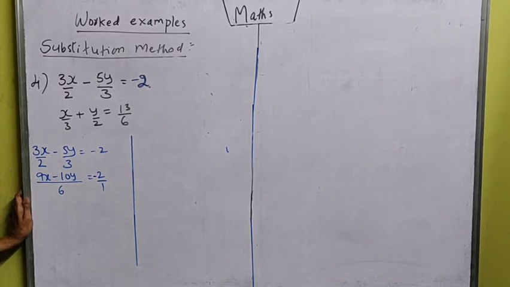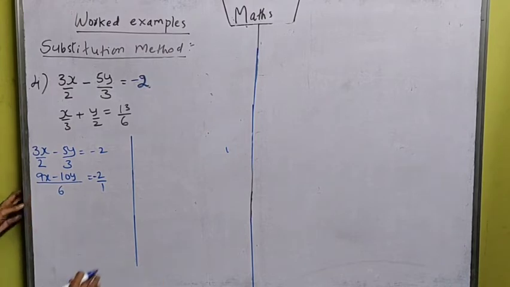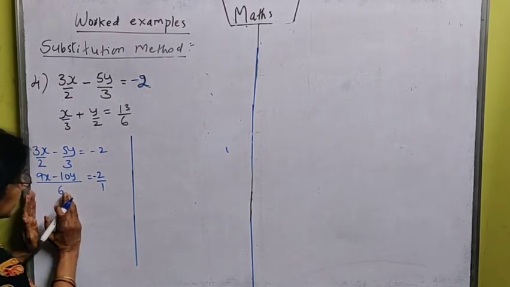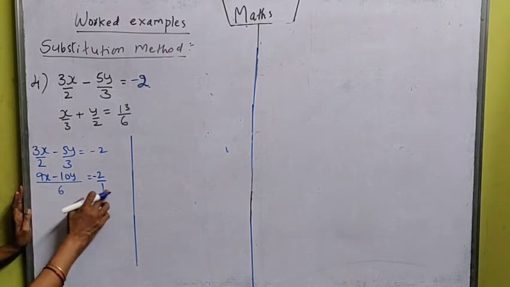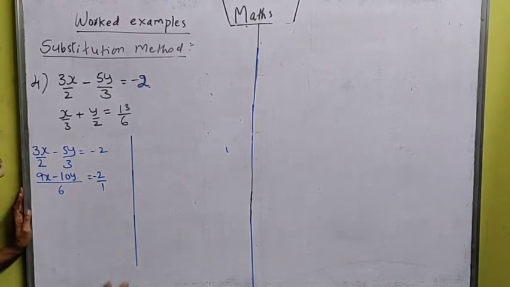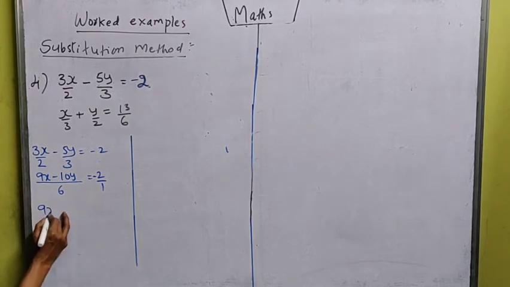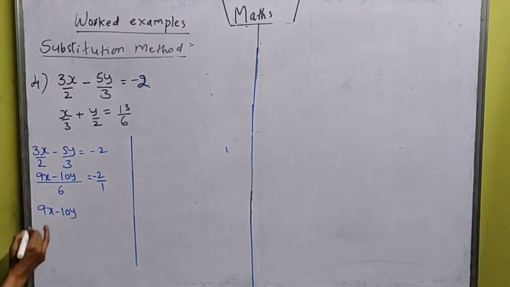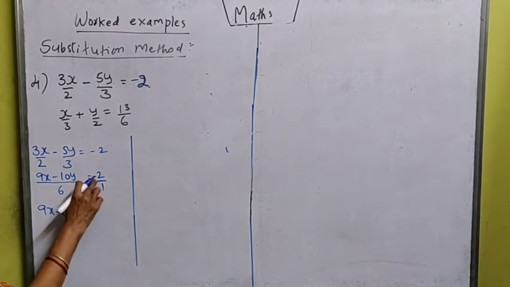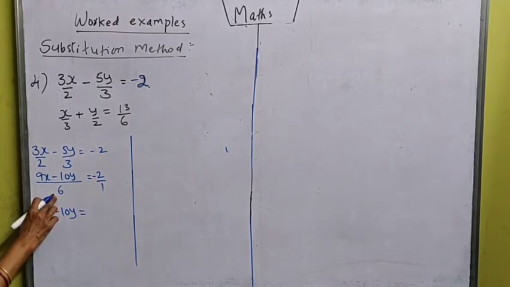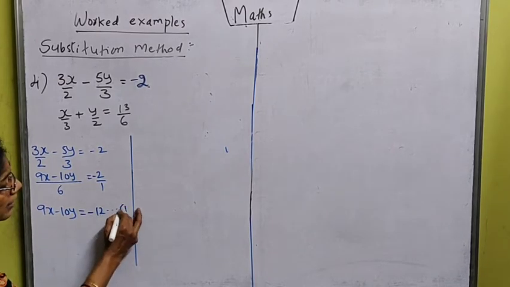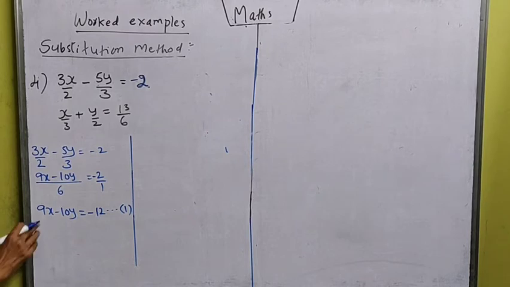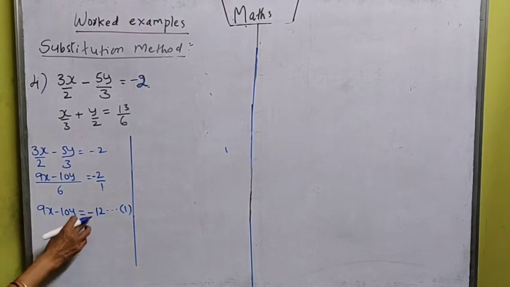So what you have to do is cross multiply. And always remember, when you are cross multiplying, the variable should first come on the left hand side and then the constant. So 9x − 10y into 1, and anything multiplied by 1 is the same number. So 9x − 10y is equal to −2 into 6. 6 2s are 12, so I will get minus 12. So this is your equation number 1: 9x − 10y = −12.